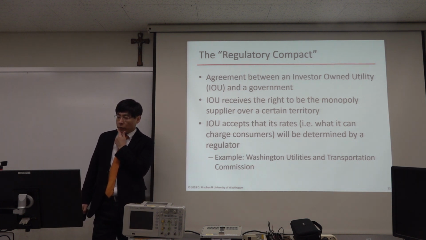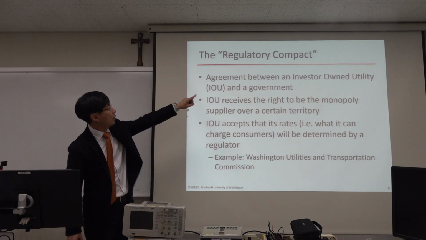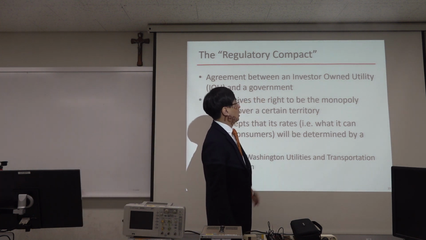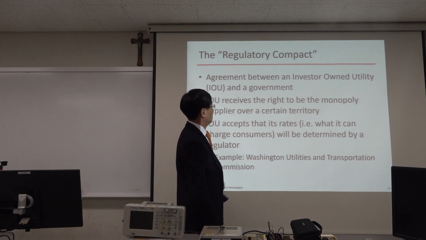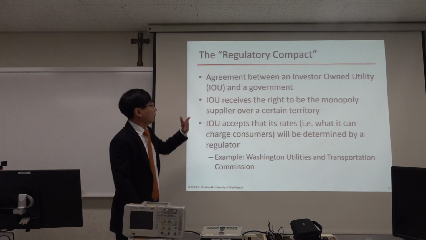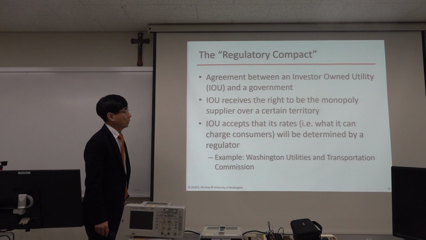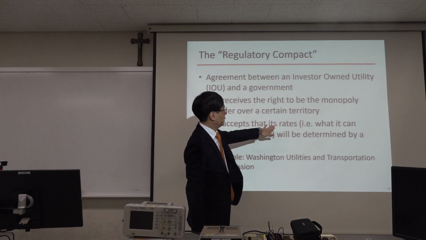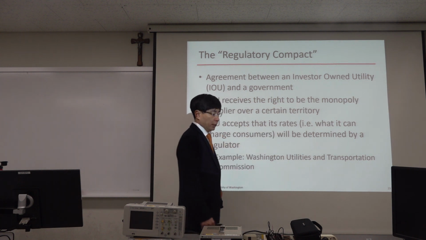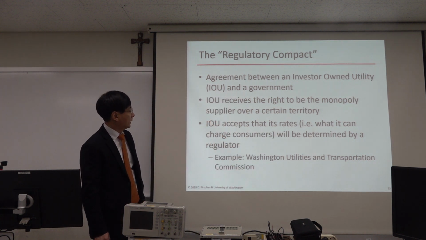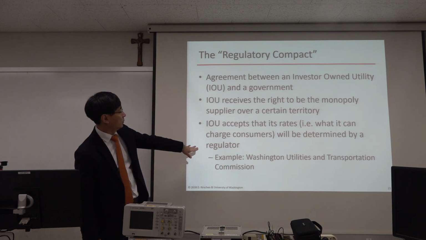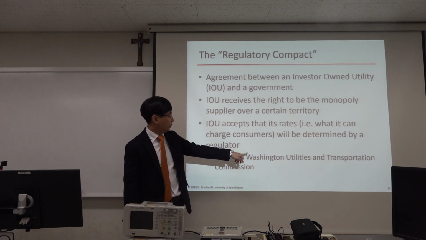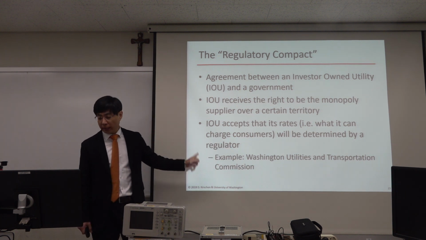So yeah, IOU, so regulatory compact is an agreement between investor-owned utility and a government. Government regulates IOU, but they should be based on some agreement or contracts. And so IOU accepts the price or the rates that is suggested by the government. And the example is Washington Utilities and Transportation Commission. WUTC will come again today.